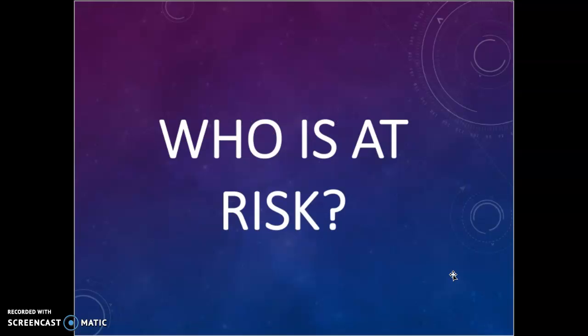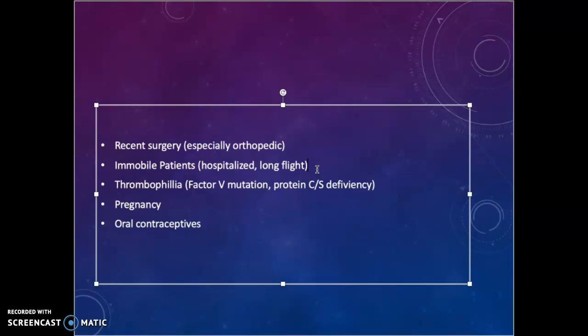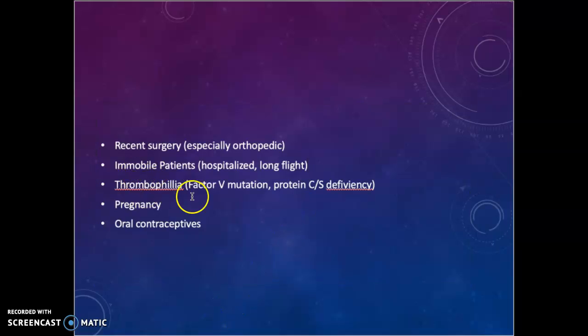So a clot is forming at the level of the deep veins in the lower limb and is traveling towards the lungs. In what kind of patients should you be suspecting a pulmonary embolism? Someone who has had recent surgery, for example, orthopedic surgery, someone who has been immobile for a long time, for example, someone who has come after a long flight, or someone who has been hospitalized, someone who has thrombophilia, that is, a tendency to clot, for example, factor V mutation or protein C or S deficiency, someone who is pregnant, or someone who has been on oral contraceptives for a long time.